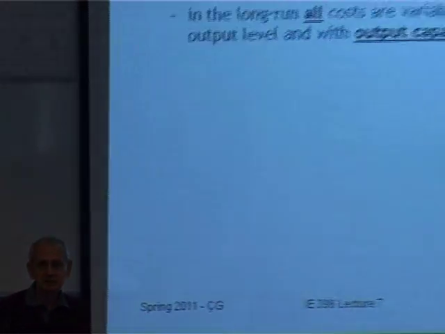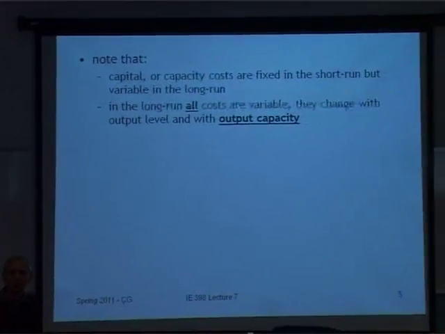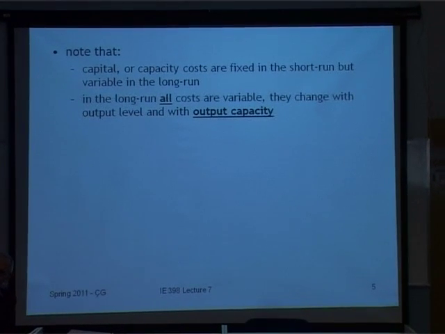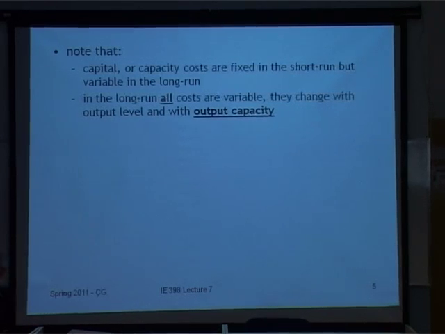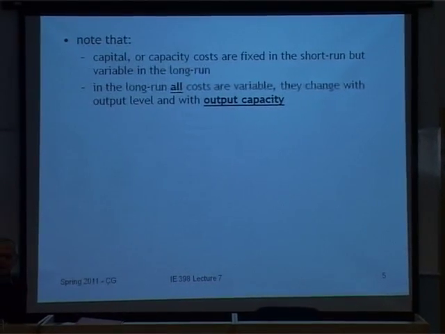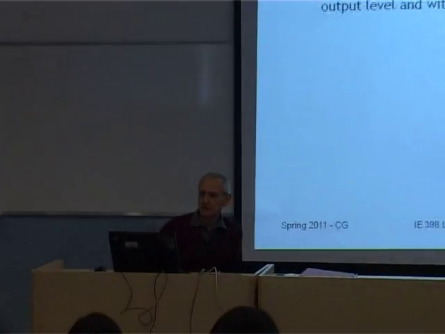They change not only with the output level, but also with output capacity. Okay? In the long run, all costs are variable, and they change simultaneously with the output level and the output capacity, because the output level and the capacity may not be the same. Okay? You can run your production system under capacity, not at full capacity. So level and output capacity.